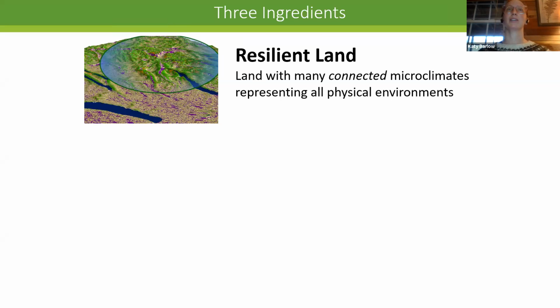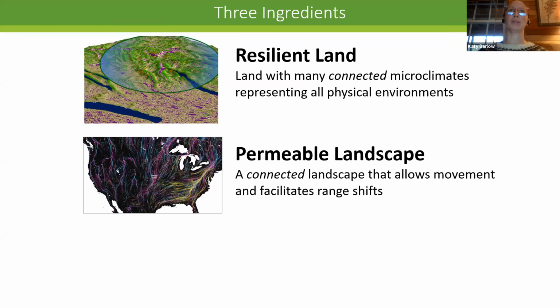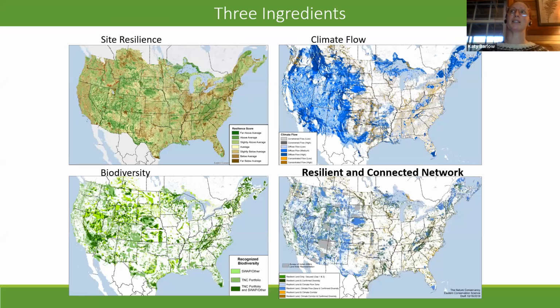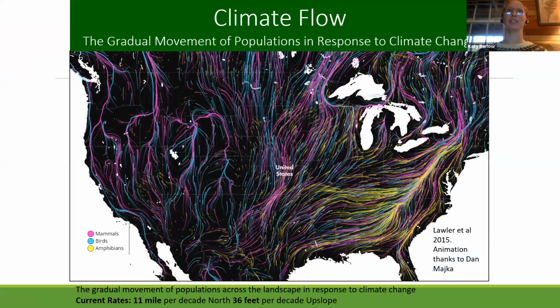And it has 3 components, 3 ingredients, you could say, including resilient lands, permeable landscapes, so where the landscape is connected to allow movement and species range shifts, and resilient systems. If you were to map these, the site resilience is the geophysical layers that provide for biodiversity long-term, climate flow being the permeability of the landscape, how connected the landscape is, and then matched with confirmed biodiversity. And putting those 3 ingredients together where they overlap, we have the Resilient and Connected Lands Network. So it's a very detailed methodology to create this map, and it's all out there for you all to peruse and use, as I will share in a minute here.